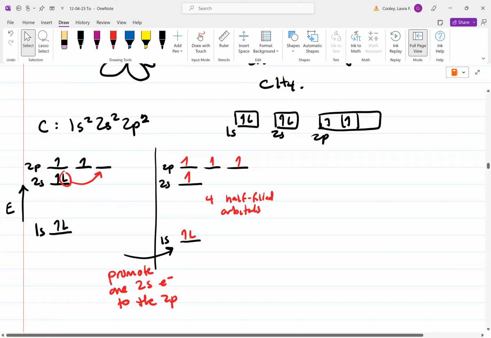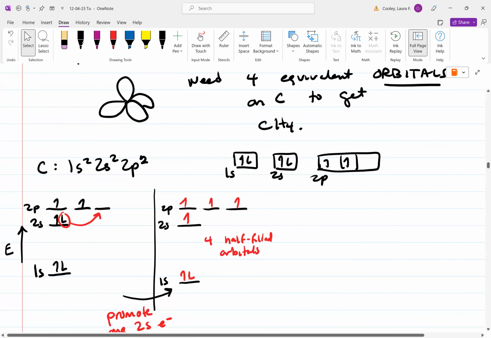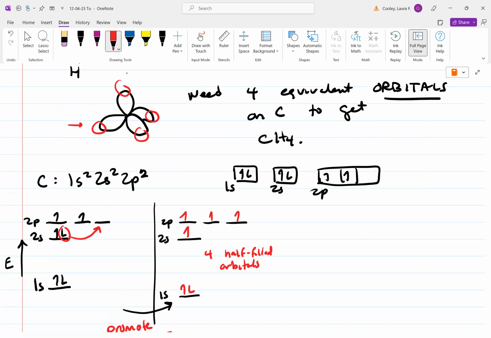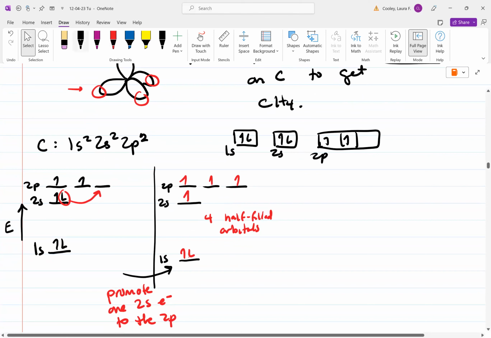Okay. We still have a problem though, because if you're expecting methane to have 4 equivalent orbitals to overlap with the 1s's on hydrogen, you're not going to get that from the overlap of a 2s, which is a spherical orbital, and 2p's, which look totally different. So what happens next is something that we call orbital hybridization.